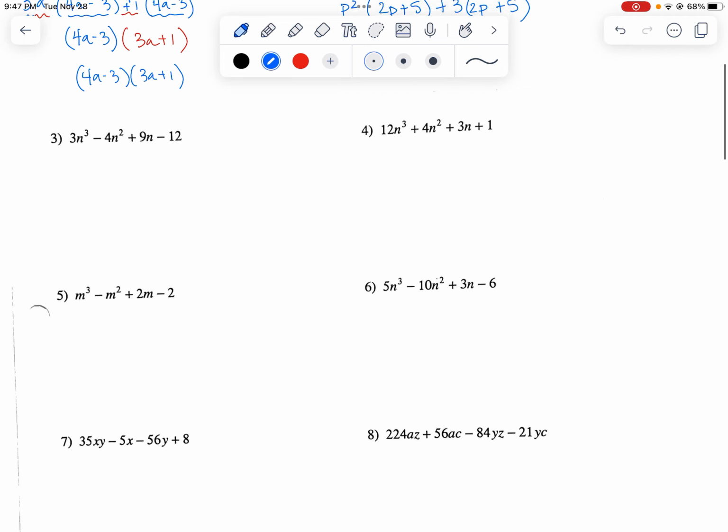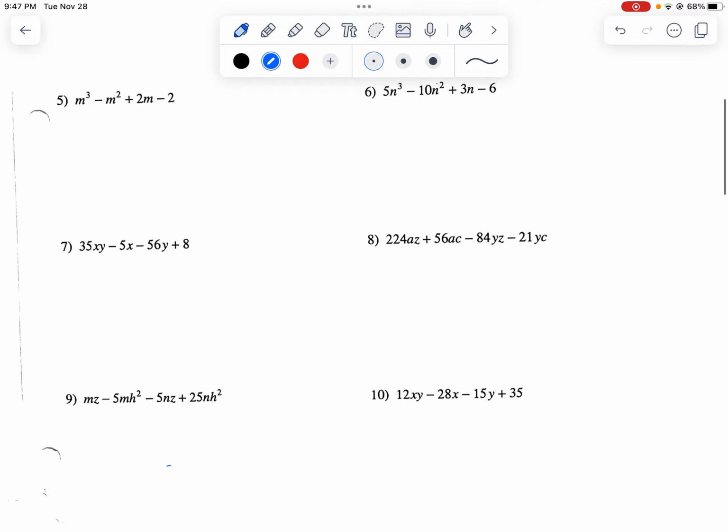Okay, scrolling down the page a bit, let's look at an example like number 9, where I've got a mix of letters and numbers, and it's more than just one letter. Okay, I'm going to look. I don't have a greatest common factor. At first, it looks like maybe it could be 5, but not everything can be divided by 5. So I've got 4 terms, so factor by grouping.